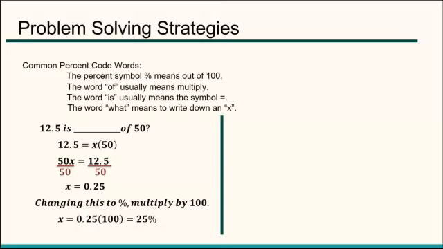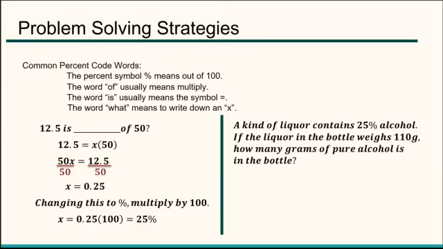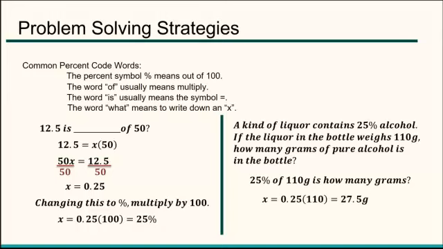Another type of question they might ask you is something like this. A kind of liquor contains 25% alcohol. If the liquor in the bottle weighs 110 grams, how many grams of pure alcohol is in the bottle? So they're really asking me, 25% of 110 grams is how many grams? So I'll write X is 0.25 times 110, and I get 27.5 grams.